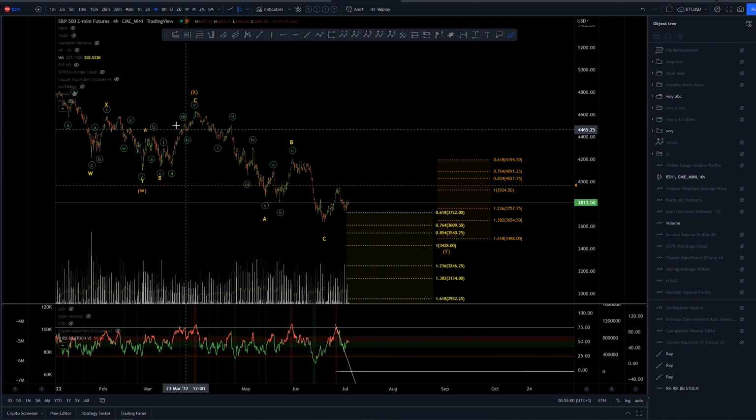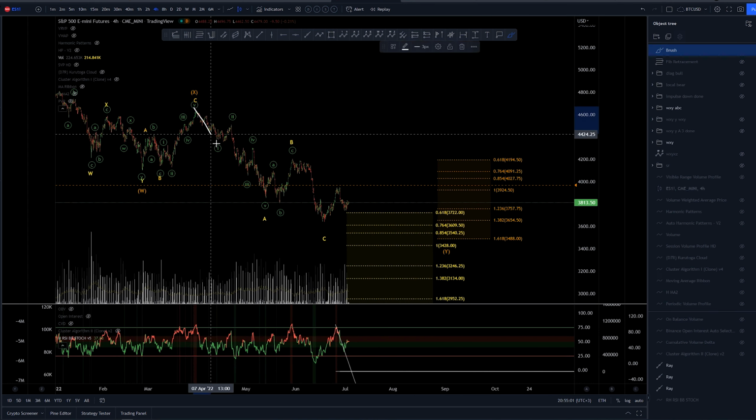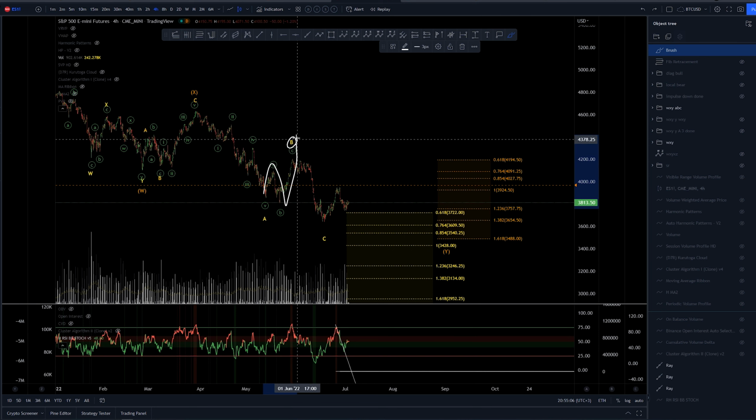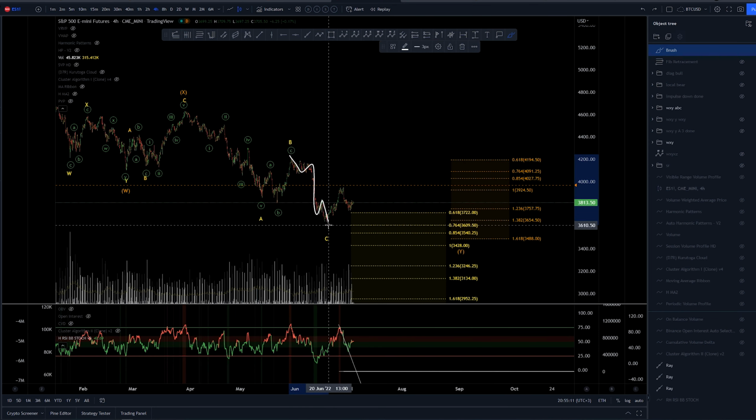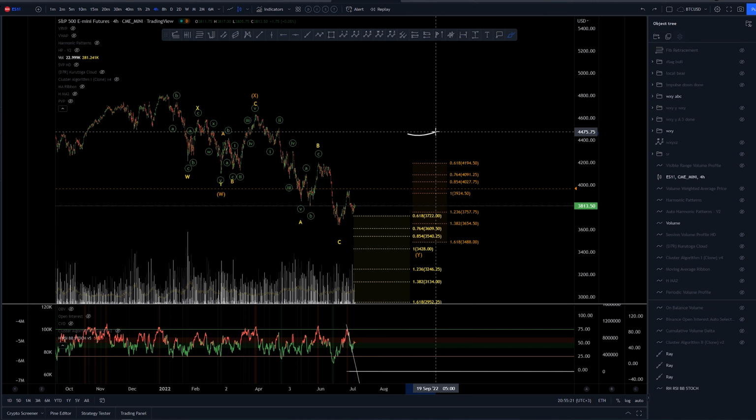The next idea overall is that we have a 1, 2, 3, 4, 5 into an A wave already created, ABC into B, and now we would have already created this as a 1, 2, 3, 4 and 5, completing the C wave, completing the wave Y. At this point, again, we would be looking for higher prices, for which I already have a bull scenario.